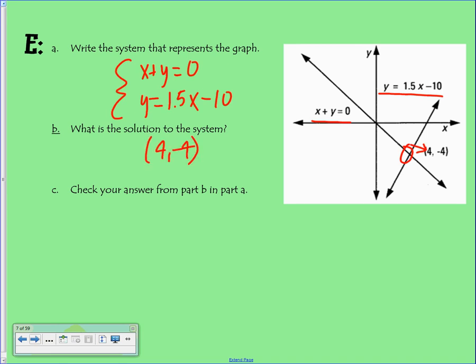And then check your answer. Okay, so check it means prove it. So show that that works. So algebraically, what I'm going to do is plug in x and y to both my equations. So the first equation is x plus y, so negative 4 plus 4 equals 0.